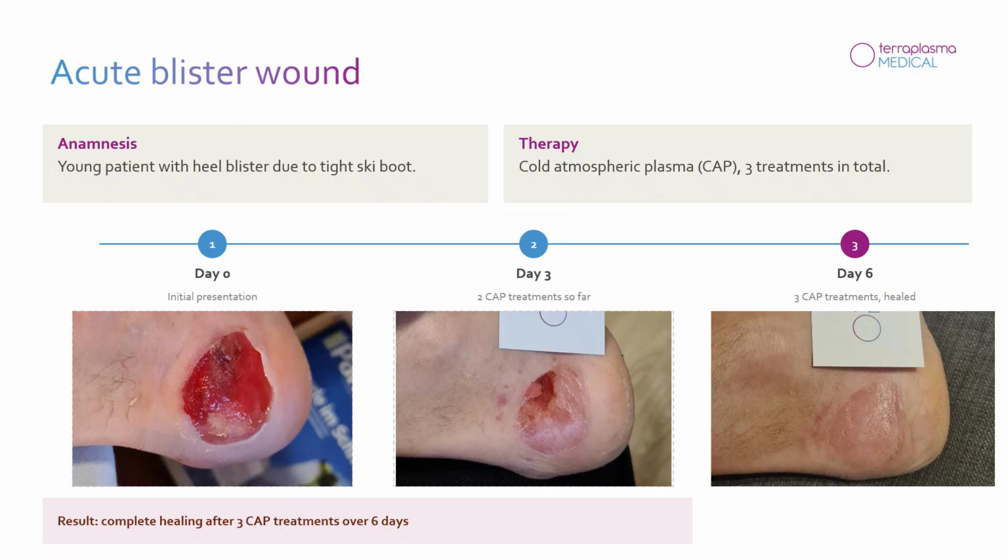So let's look at a case example for this. A young patient had a heel blister from a tight ski boot. We treated the wound with CAP. 3 treatments in total. At day 0, this was the initial presentation. At day 3, after only 2 CAP treatments, we already see improvement. At day 6, after 3 CAP treatments, the wound was healed. The result? A complete healing after 3 CAP treatments over 6 days. Very impressive and very fast.